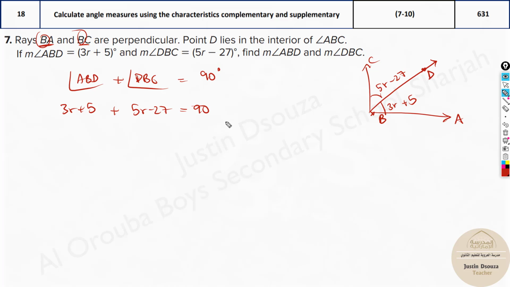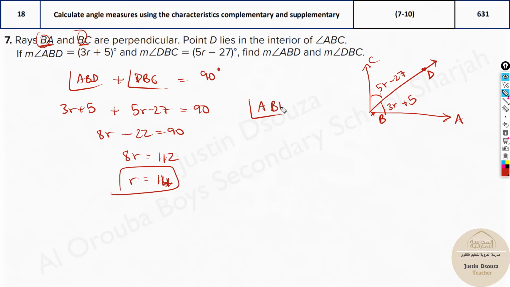You can use your calculator and directly find it. I'll solve it over here. 3R plus 5R is 8R, minus 27 plus 5 is negative 22, equals 90. Take 22 to the other side, it will be 8R equals 90 plus 22, that will be 112. Now divide this, R will be 14. So R is 14.